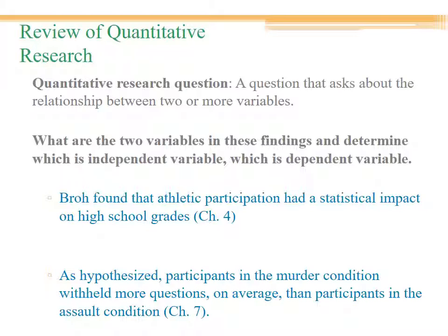Let's look at the first one. The independent variable here is whether or not an individual participates in sports, athletic participation. And Dr. Bro found that this had a statistical impact on academic achievement, on high school grades. The second one is a bit more tricky. So the independent variable here is the severity of crime, so whether it was a murder condition or assault. The dependent variable is the likelihood of prosecutorial misconduct.